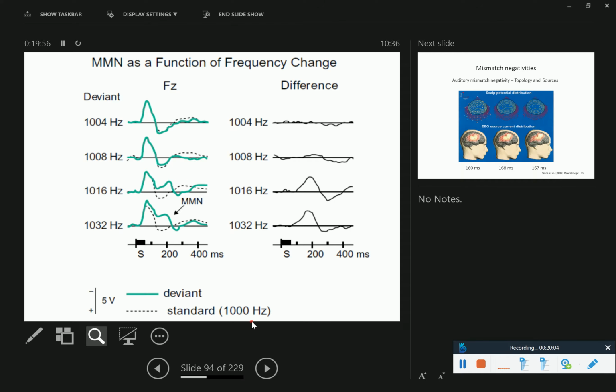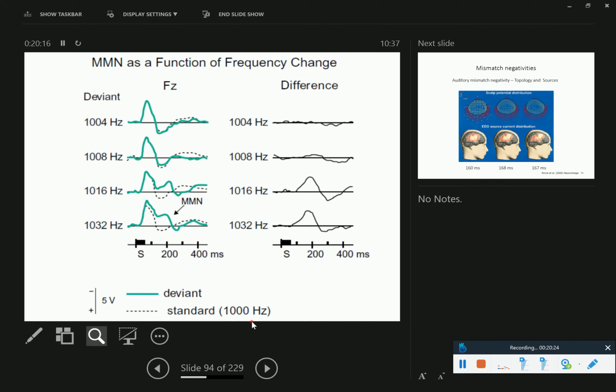Another way to do that is to actually use an omission as a deviant, so don't provide a stimulus at all. Then at least you cannot say the deviant response is due to the physical properties of the stimulus, because it's not existing. That's essentially about the stimulus.